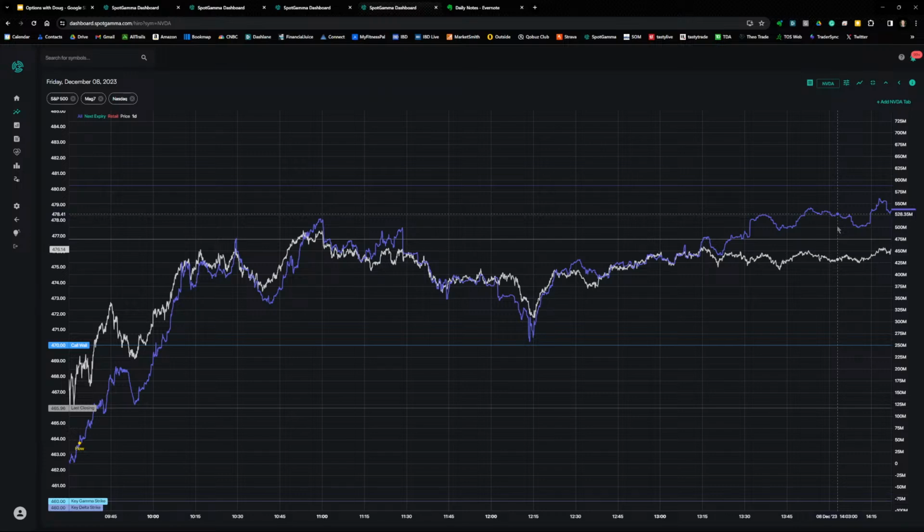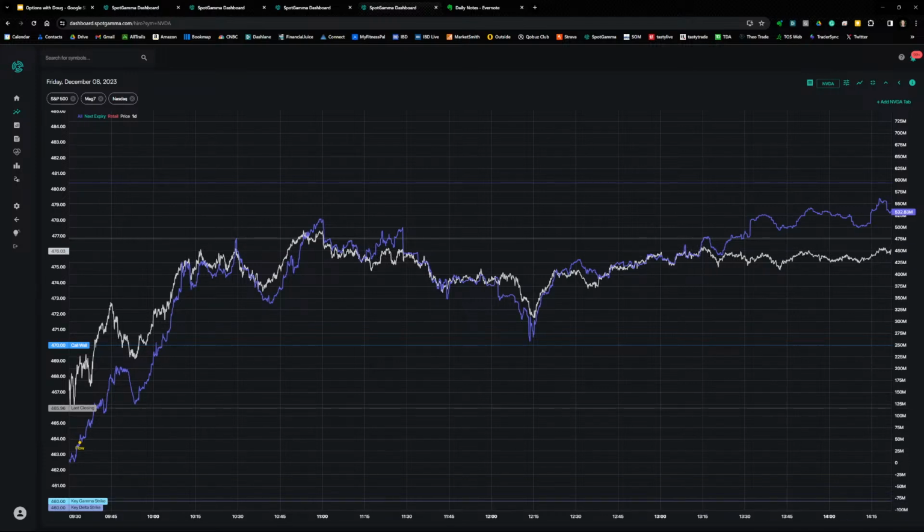When those calls go in the money, they go further in the money. They gain delta, and market makers have to continue to buy stock to hedge their delta exposure. All right, so there's NVIDIA. Let's go back to Bookmap.